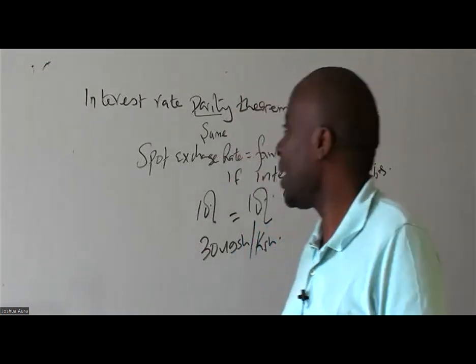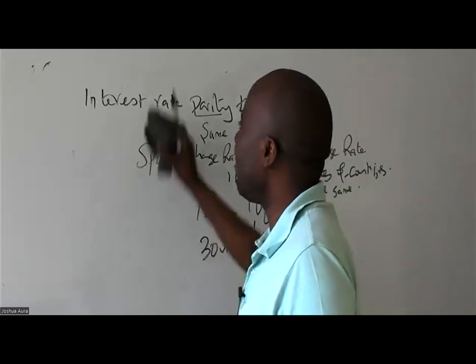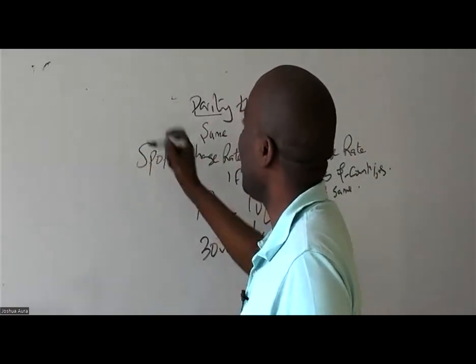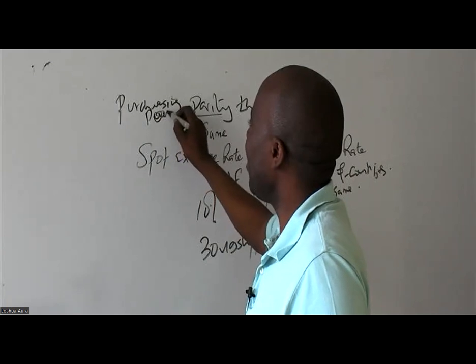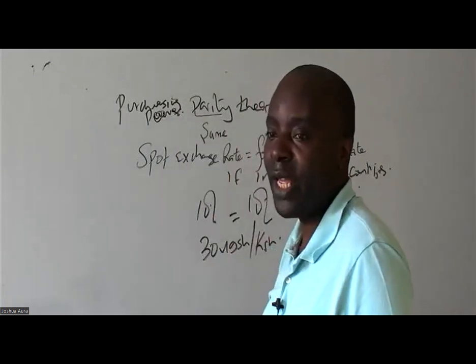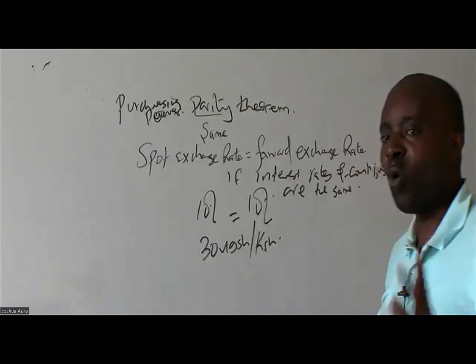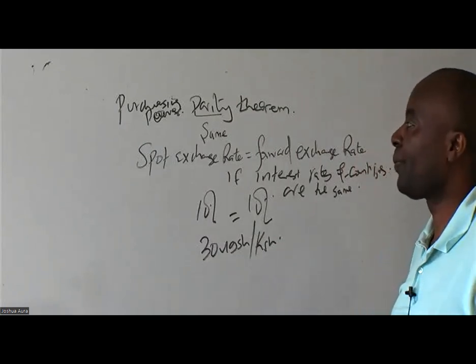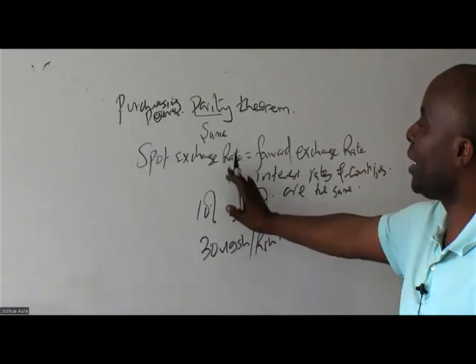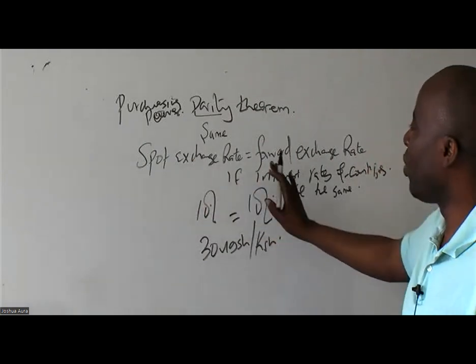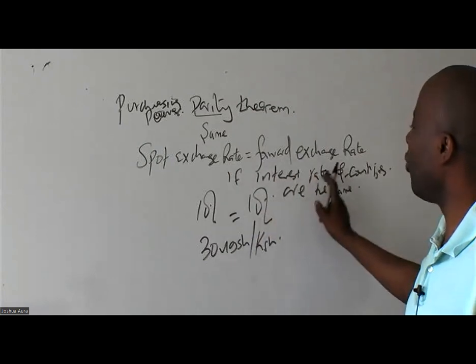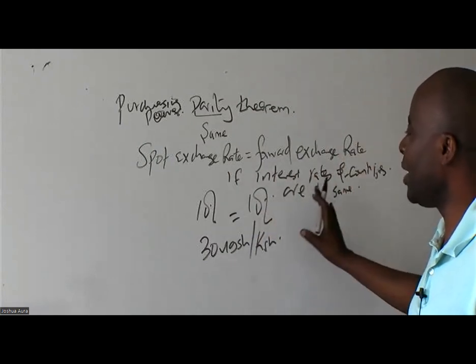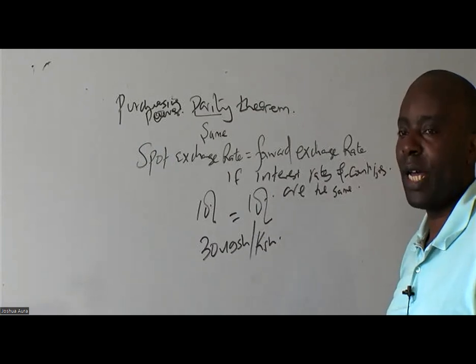The same case here with purchasing power. When you hear purchasing power, you can even write this formula. Purchasing power is all about inflation rate. You can even go and write this formula that spot exchange rate will be equal to forward exchange rate if inflation rates of two or more countries are what here? The same.